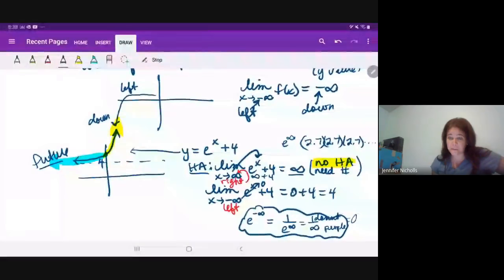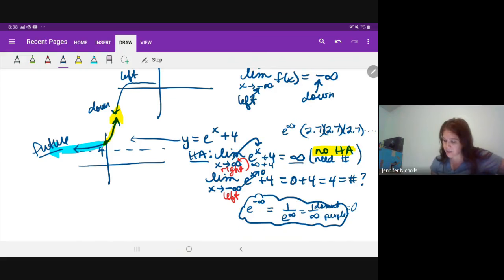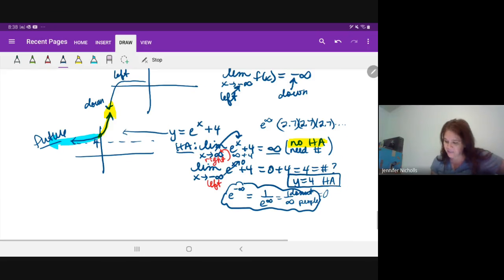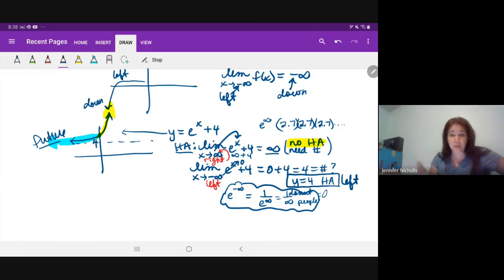Now, is 4 a number? Yes, 4 is a number. So y equals 4 would be your horizontal asymptote. Now, technically, you just call it a horizontal asymptote, but I like to call it a left horizontal asymptote, because if I was graphing, I know that it's on the left and not on the right, because usually the asymptote is on both sides. So it's very odd to have one asymptote and then the other side doesn't do it, but that's what e's do.